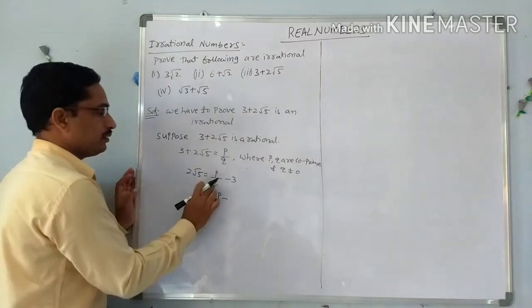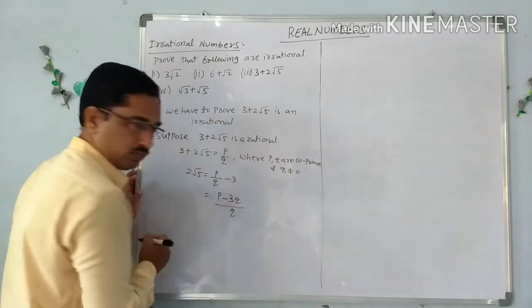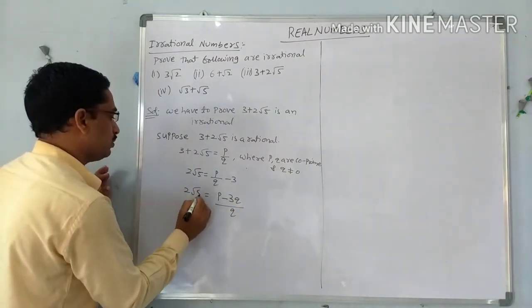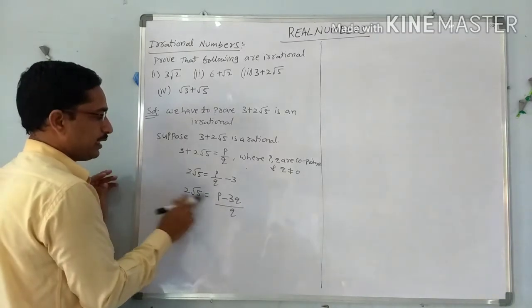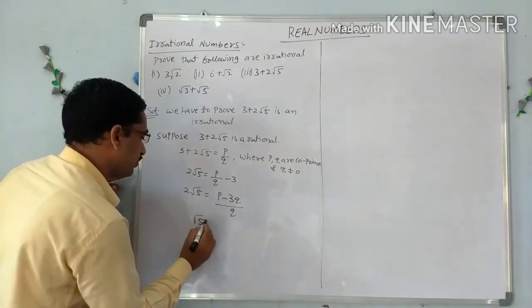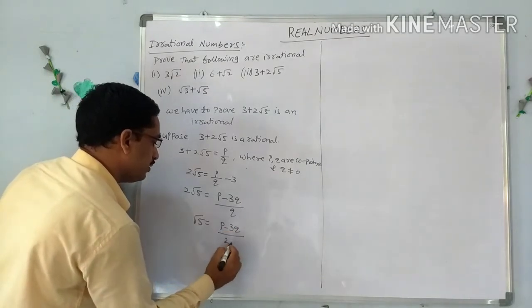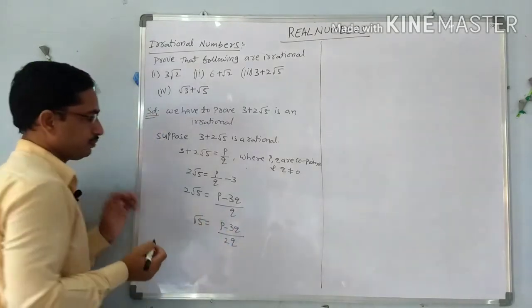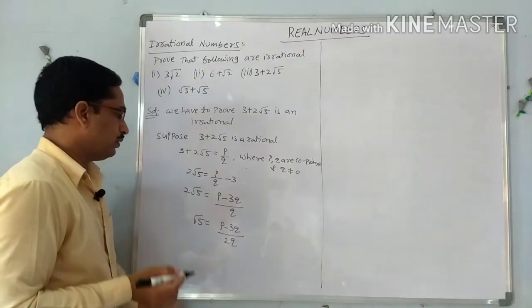Now do the LCM: p minus 3q by q on the right, and the left side is 2 root 5. So transpose the 2 to the right side, in the denominator. So root 5 equals p minus 3q by 2q, with the 2 in the denominator.